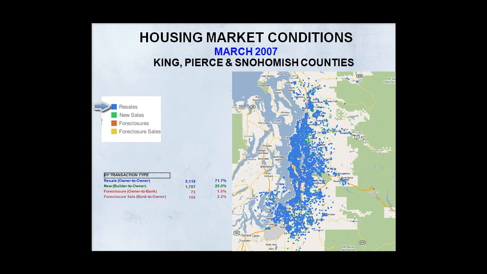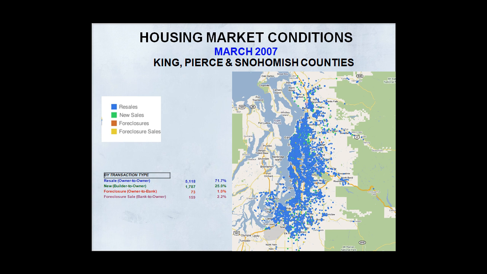If you see blue, the blue dots are conventional resales. Now that category can include short sales, so we're going to see quite a bit of action in that category during the course of this presentation. The green are new home sales. Those are conventional builder subdivision sales. The burnt orange, if you will, is a foreclosure. That is an owner back to lender transaction. And last in yellow is foreclosure sales. That is a lender returning that inventory or that unit back out to a new third-party buyer.